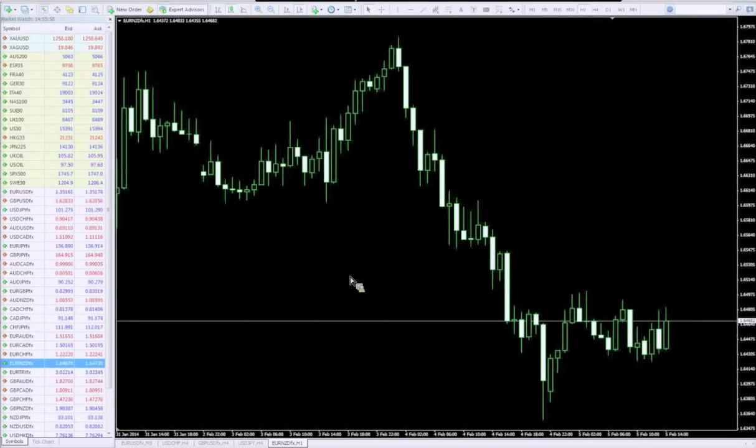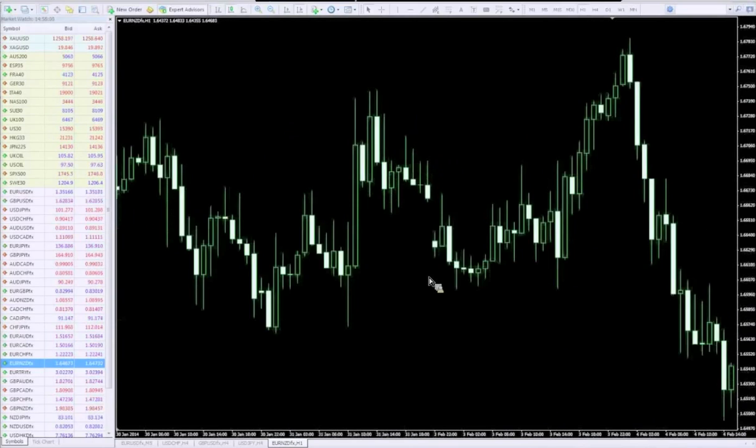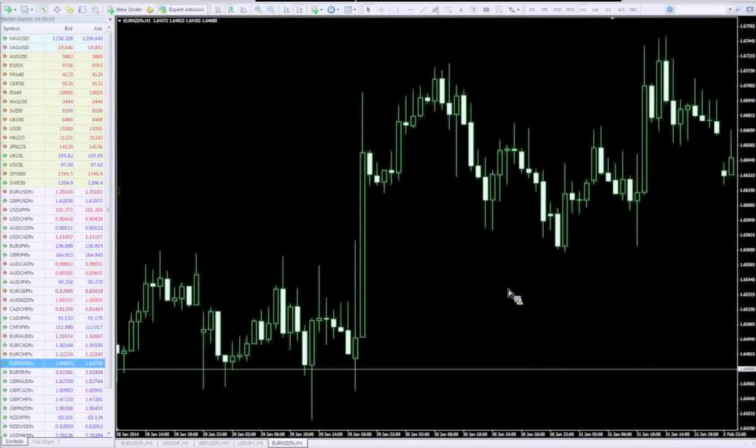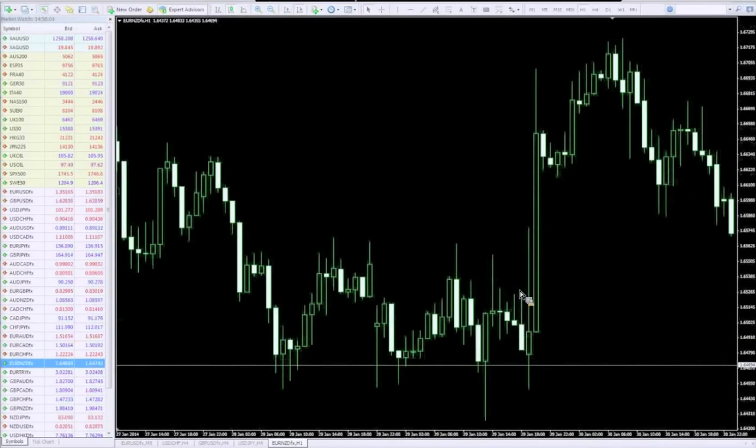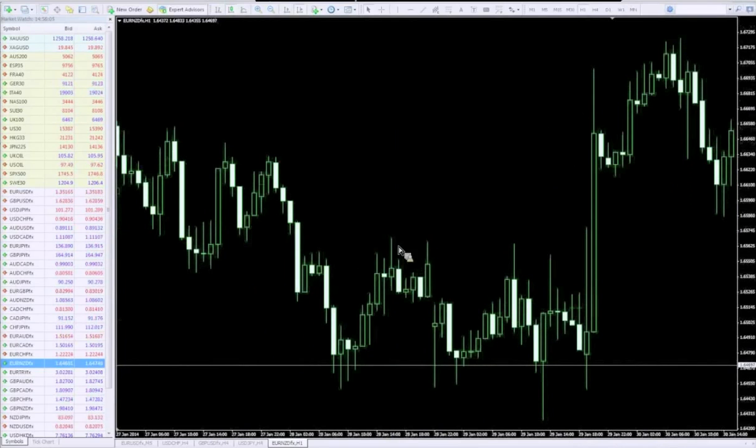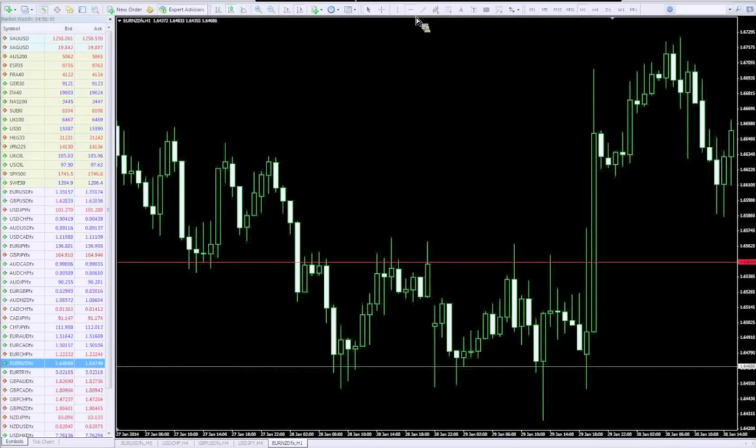The next type of consolidation that I want to talk about are range-bound markets. And I want to find one here. Okay. Does everybody see that we're pretty much range bound from here to here? Everyone see that? This is what's called a range bound market.